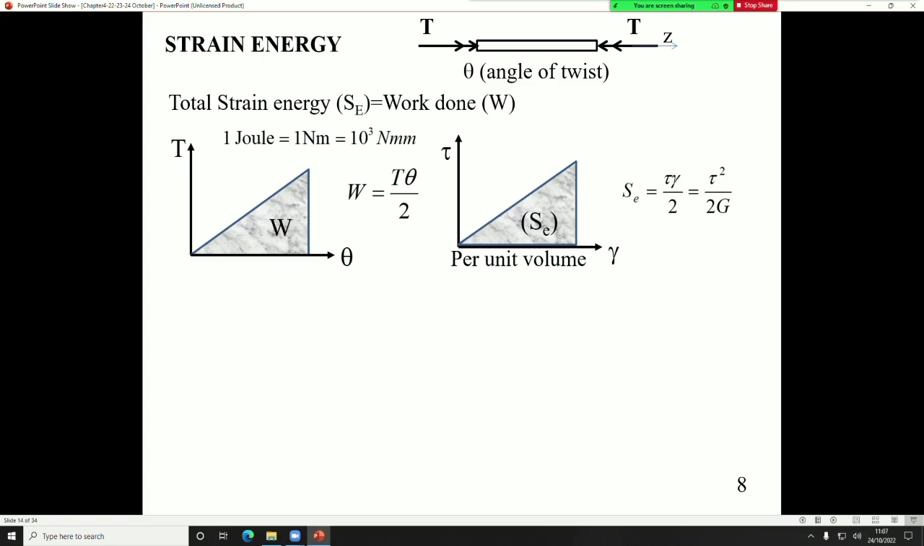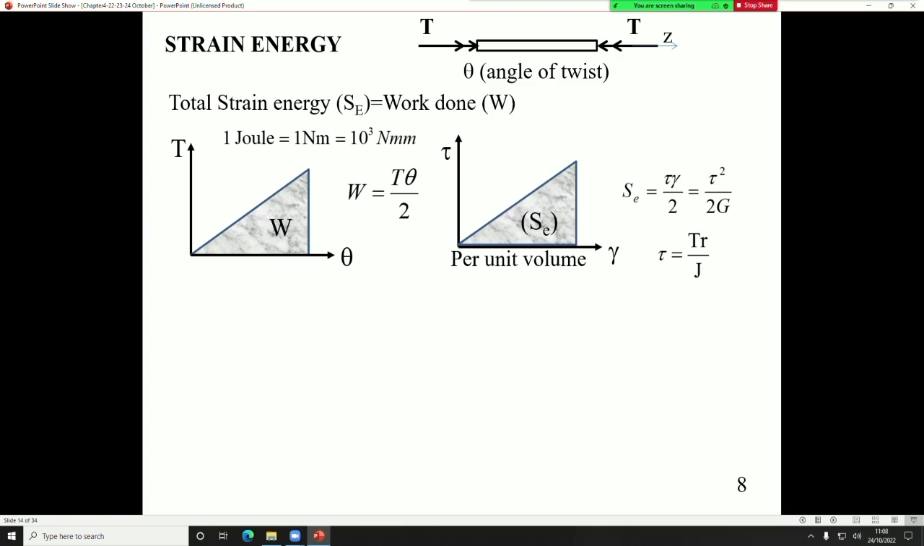Now, the only problem we have, as I said earlier, is that shear stress here is not uniformly distributed. Shear stress is equal to Tr over J. So shear stress is not uniform, like a simple shear. We had some examples in chapter 1. Its profile is linear. So here we need to perform a volume integral over the section to find the total energy stored in the component.